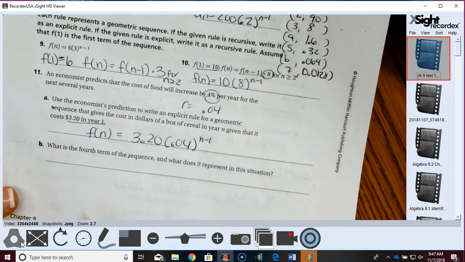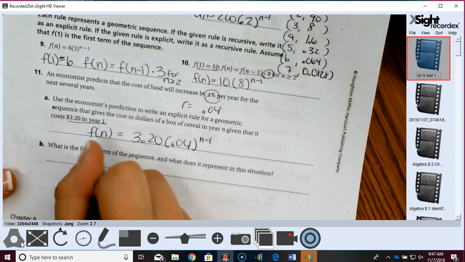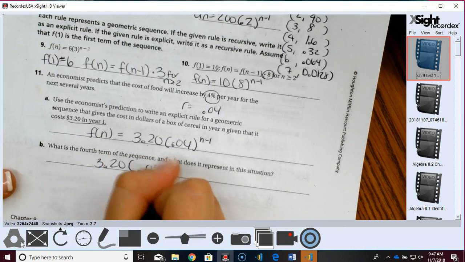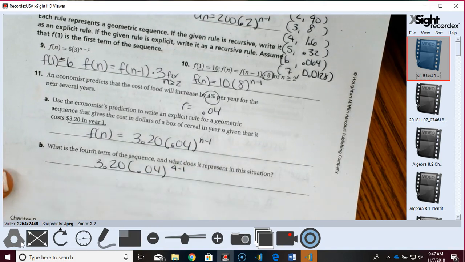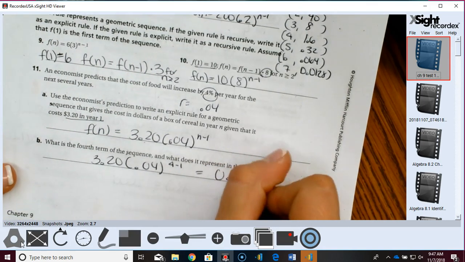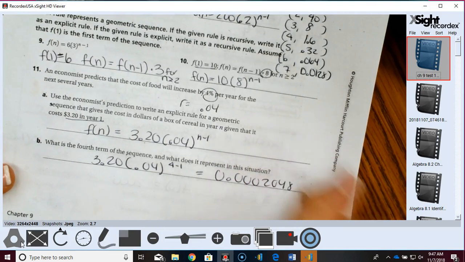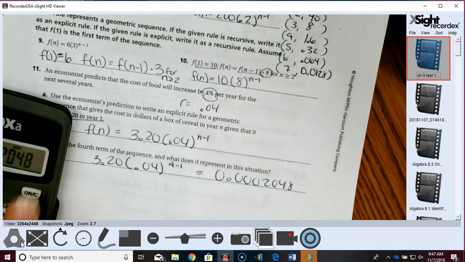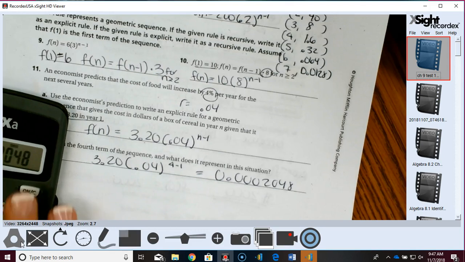What is the fourth term? Year 1 times common ratio to the 4 minus 1, to the third. 0.04 to the third times 3.2. Hold on, did I do something wrong? 0.04 to the 3 times 3.2. What did I do wrong?